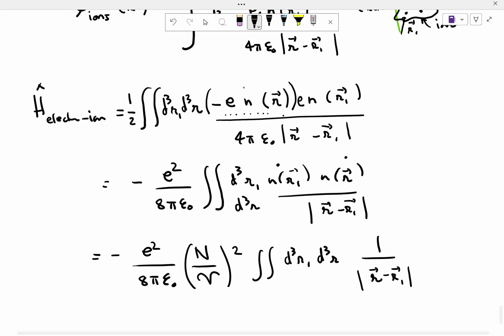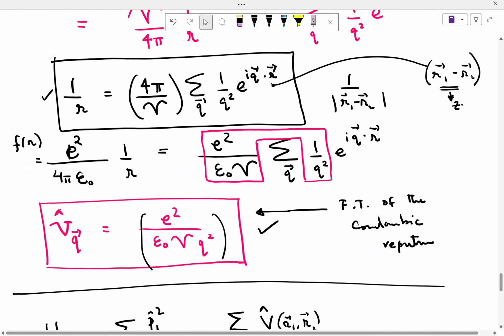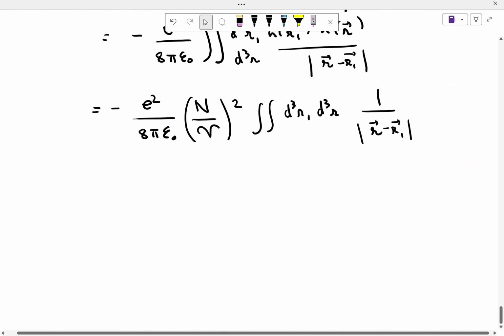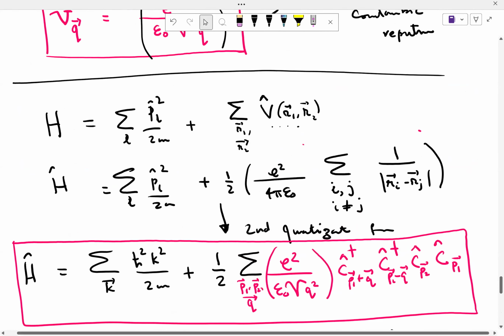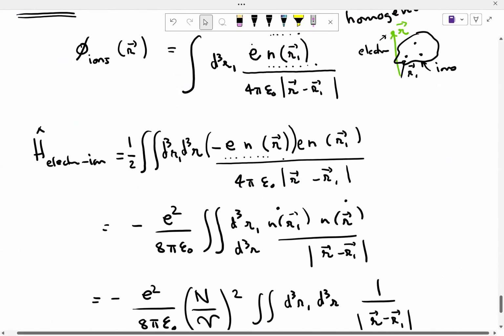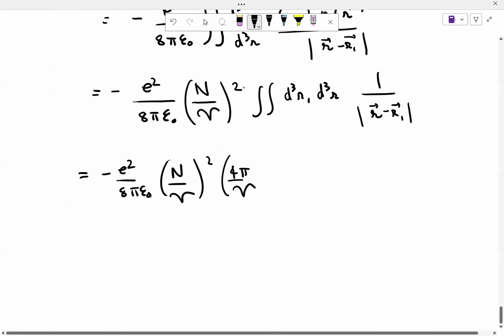Now we can use our relationship that we've derived over here. 1 over r can be written in this form. So we just put that back into the expression. So this becomes minus e square over 8 pi epsilon naught, n over v whole square. And we pick up this factor, this 4 pi over v, sum over q, d cube r1 d cube r, sorry, d cube r1 and r.